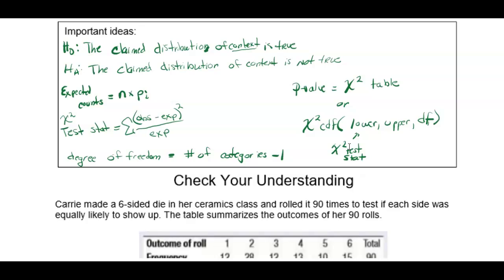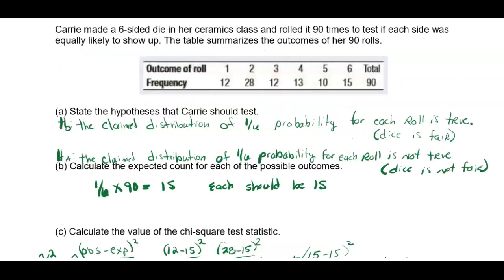So there's a practice problem that follows. I want you to pause the video, and then I want you to come back, and we'll work through the practice and see if you've got it correct. All right, so let's go through the problem. Carrie made a 6-sided dice in her ceramics class and rolled it 90 times to test if each side was equally likely to show up. The table summarizes the outcome of her 90 rolls.